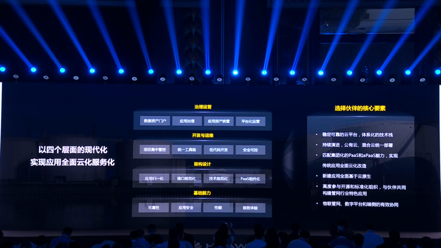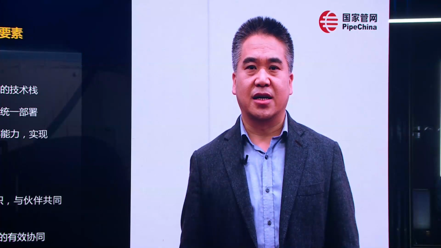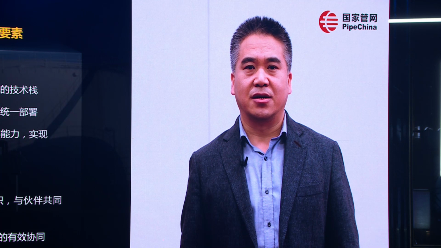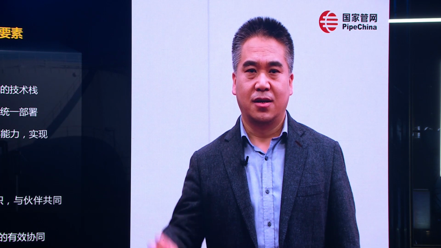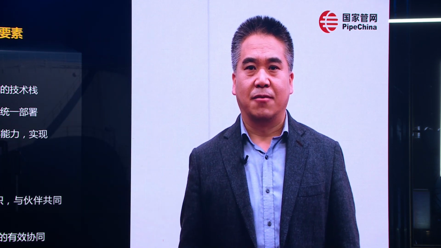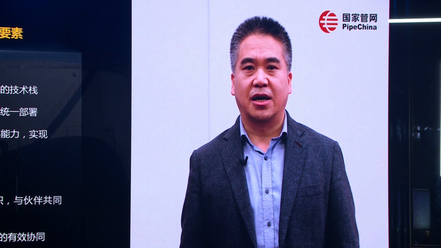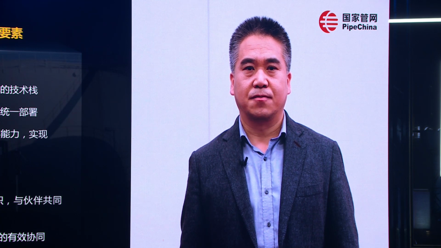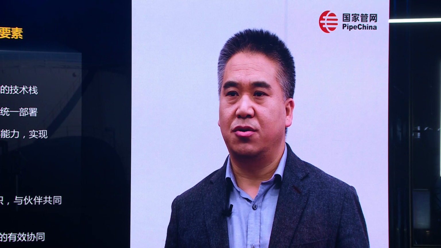And third, modernization of development and O&M. Software development O&M tools based on digital platform enables us to have centralized control and management of the projects. We can unify security standards and code specification. And together with full coding and low coding capabilities, we can achieve agile and intensive software development and O&M. Number four, modernization of governance and operations. Digital platform should continuously accumulate Pipe China's digital asset, and it uses the platform to govern and operate applications and data assets.